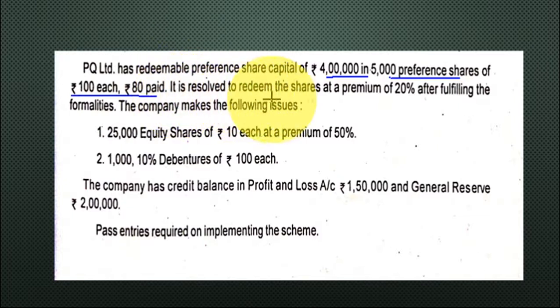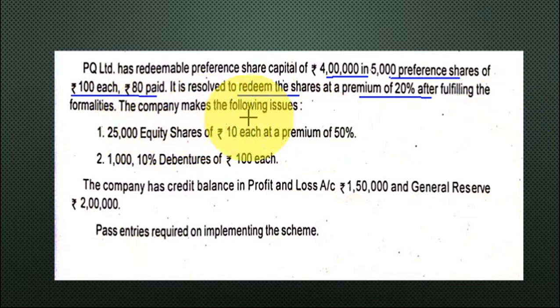It is resolved to redeem the shares at a premium of 20%. So what is this? Redeem. See, it is resolved to redeem. So redemption at a premium. So make a point. Just write it down there. So 5,000 preference shares of rupees 100 each. Then redemption at premium 20%.